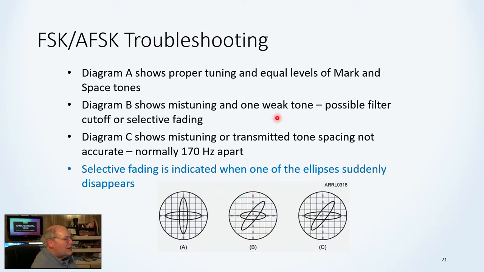So that's diagram B. And then C shows mistuning, or transmitted tone spacing not accurate, something other than 170 hertz. The software normally takes care of that. So the important thing to remember, selective fading is indicated when one of the ellipses suddenly disappears or becomes smaller.